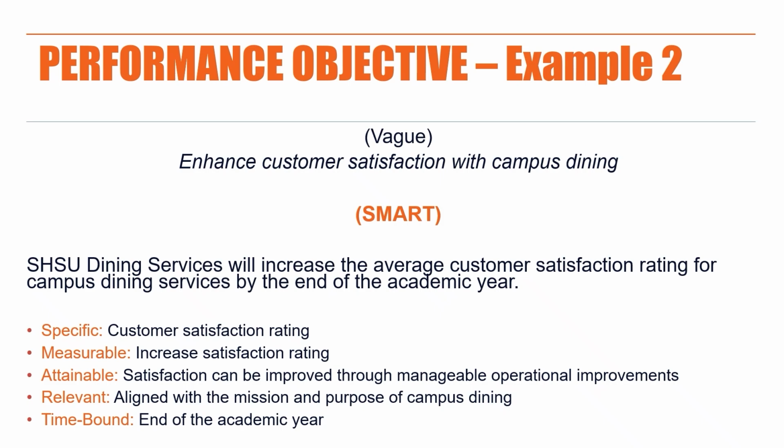It is specific because it focuses on customer satisfaction ratings related to dining services. It is measurable because it uses the action verb increase, which can be evaluated using survey data or rating scales. It is attainable because satisfaction can be improved through realistic operational changes, such as adjustments to service quality or food offerings. It is relevant because it directly aligns with the mission and purpose of dining services.